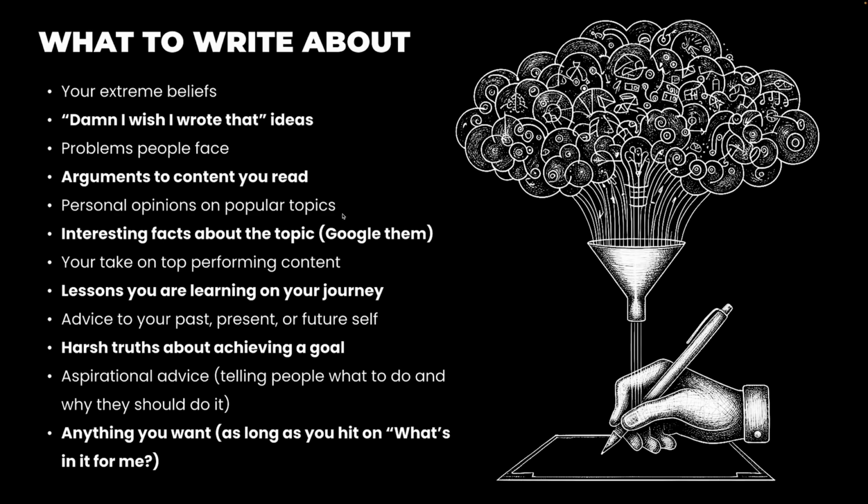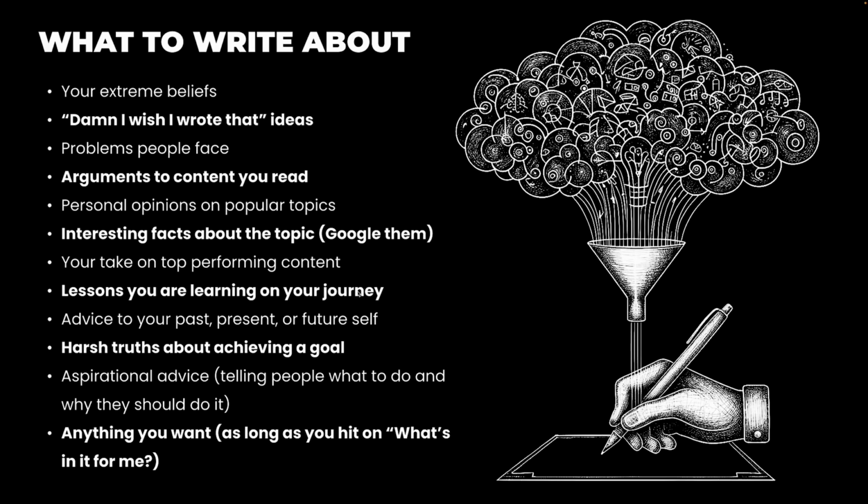Next thing is personal opinions on popular topics. So if a topic is popular right now, like AI or automation, then write your own opinion on it, because if it's a high-performing topic, people probably want to hear your take on it. Next thing is interesting facts about a topic. So any topic from your topic tree, you can just type in Google interesting facts or interesting quotes or interesting ideas or best ideas around the topic. And depending on the ones that you want to make a part of your brand, you write about those.